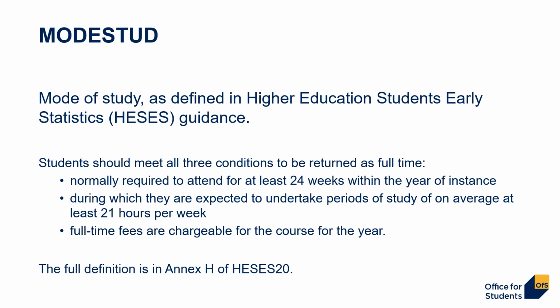Now, for a student to be classed as full-time, they must meet all three of these conditions. So first of all, they must be required to attend for at least 24 weeks within the year of instance. And then during that period, they're expected to undertake periods of study that amount to, on average, 21 hours per week. And then they must also be charged a full-time fee for the course for the year. Now, if the student does not meet one of these conditions, then they cannot be classed as full-time and would therefore more than likely be part-time.